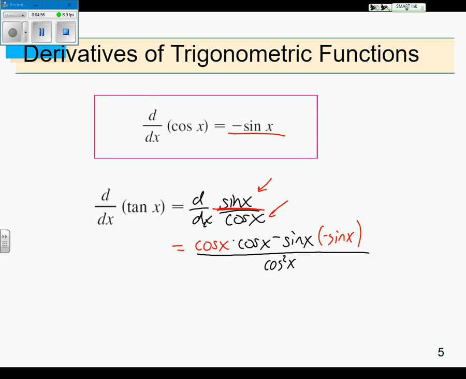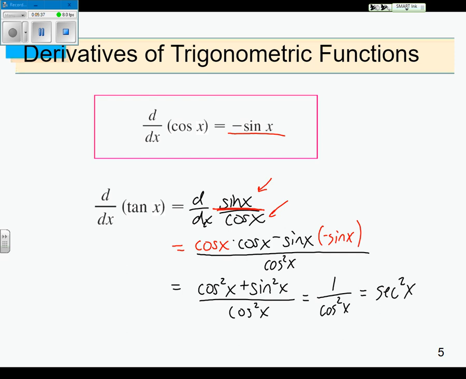Hopefully this will clean up some. See, I got cosine times cosine. Let's just go ahead and call that cosine squared. I got a negative sine times a negative sine. That's going to be a positive sine squared over cosine squared. I didn't really clean up a whole lot. But look what I have on top. Dig way back into your pre-calc memories now, and remember that sine squared plus cosine squared is my first Pythagorean identity, which is going to be 1. And then that gives me yet another Pythagorean identity, which is secant squared x.